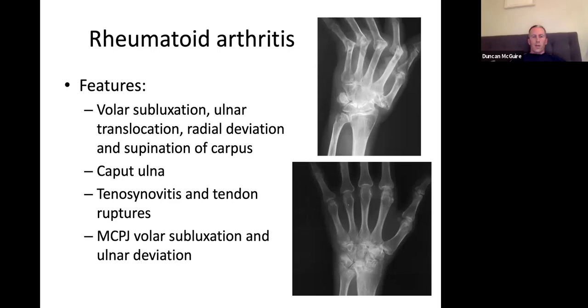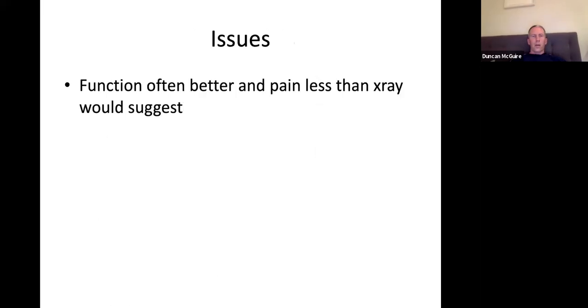Then you get the finger deformities, mostly MCP joint subluxation and ulnar deviation, and then the other finger deformities such as swan-necks and boutonniere, as we see as well. So the issue when treating these patients is function is often much better and pain is much less than the x-ray would suggest. So you can see a patient with a completely destroyed wrist on x-ray and they don't have much pain and they've got pretty good function. So it's really important that you treat the patient and you don't treat the x-ray.